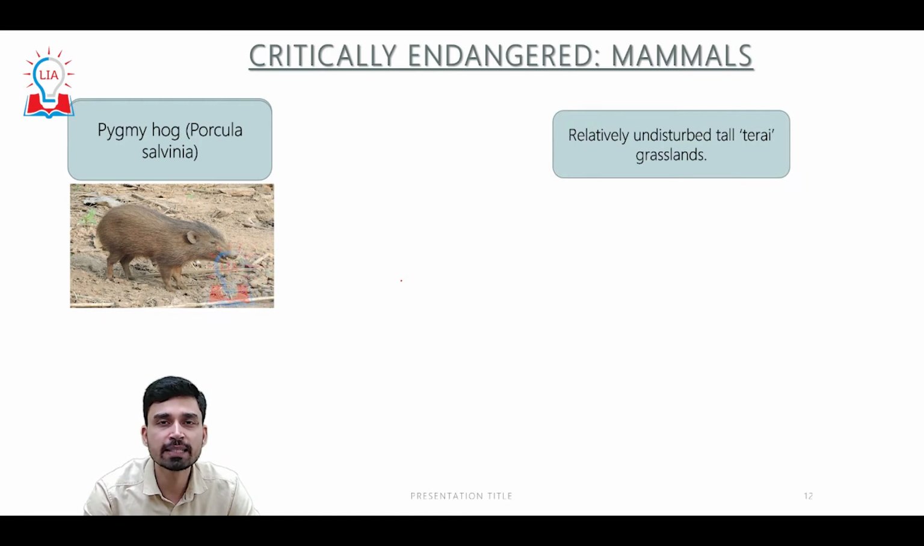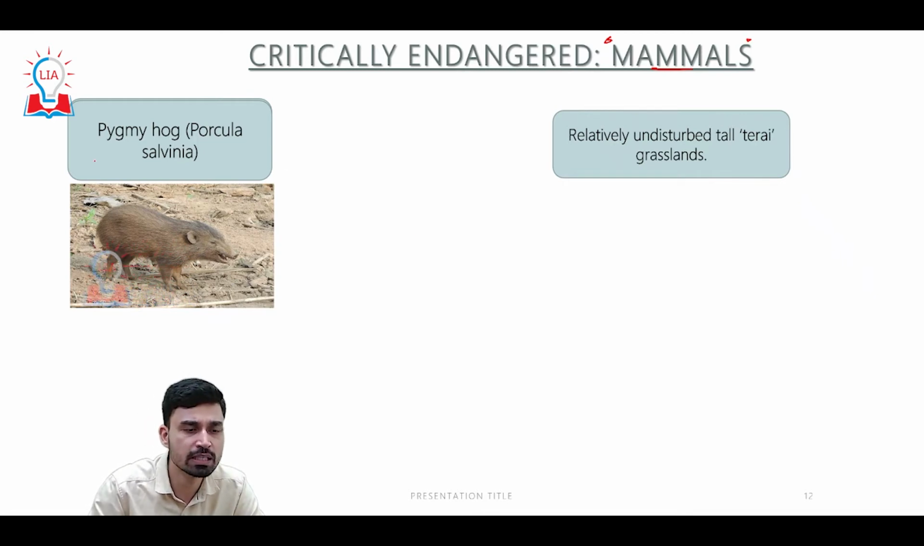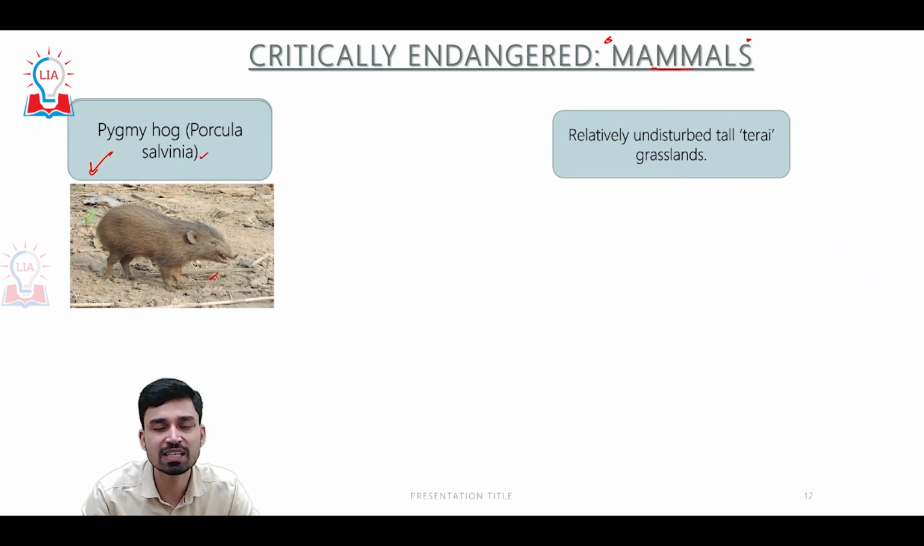Now coming to the next category, that is mammals, the critically endangered mammals. So the first important critically endangered mammal we have discussed is the Pygmy hog that you can see in the picture here. It is also known by the name of Porcula salvinia.